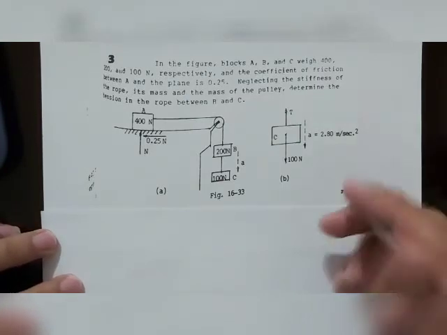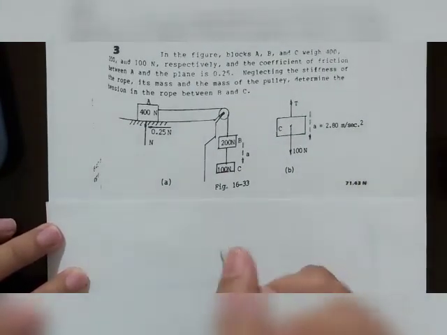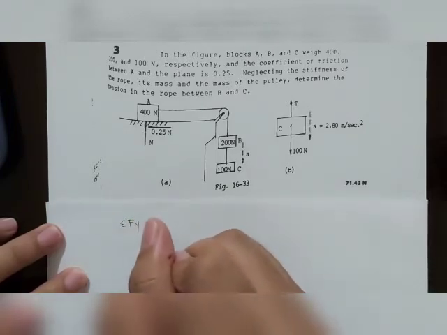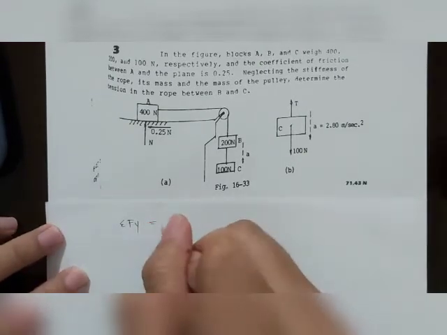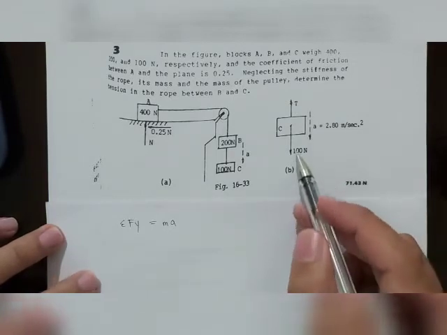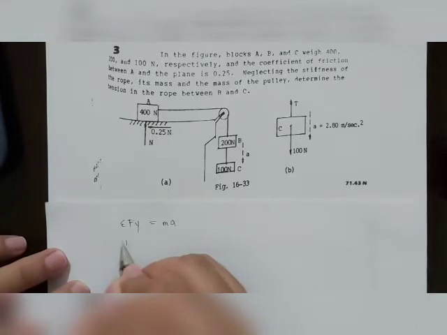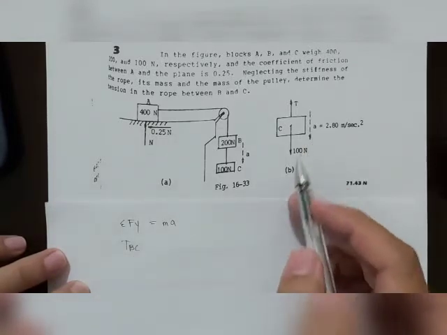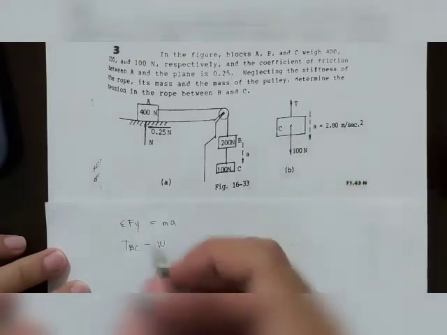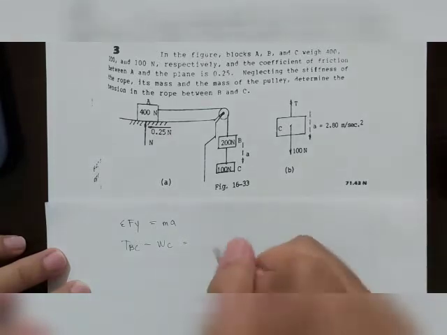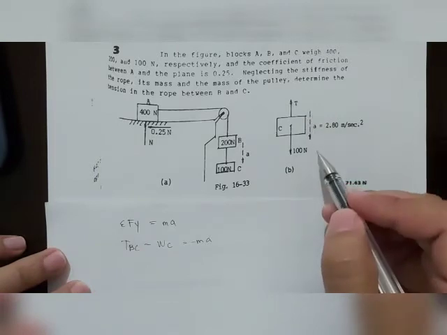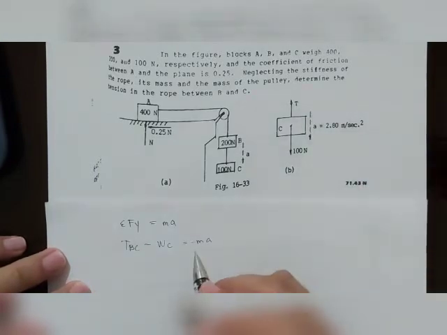So, using summation of force along y-axis, we can get that summation of force along y-axis is equal to mass times its acceleration. Okay. So, tension BC minus the weight in the block C will be equal to the negative mass times acceleration, since its acceleration is downwards. Okay, so this will be negative.